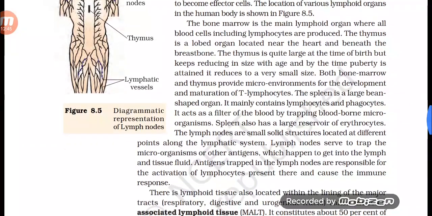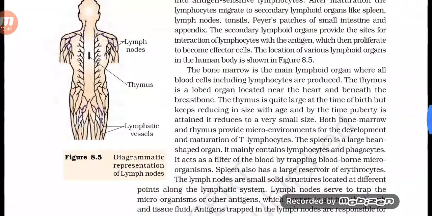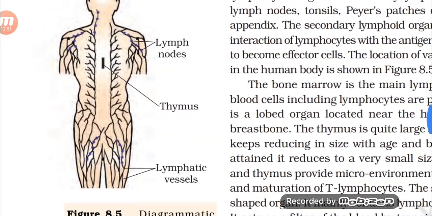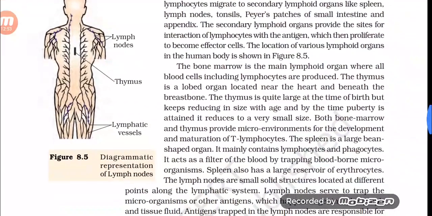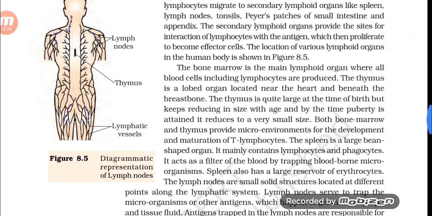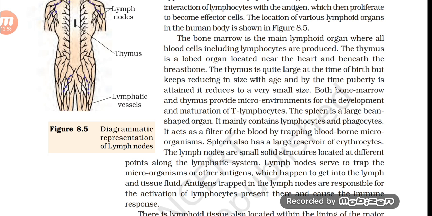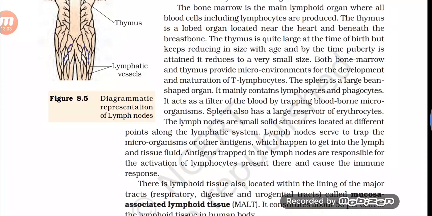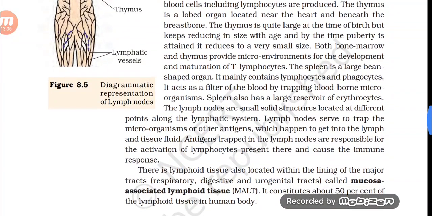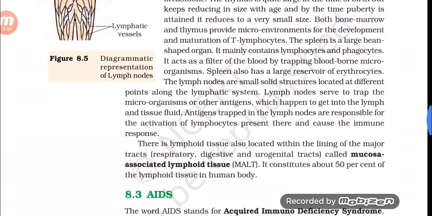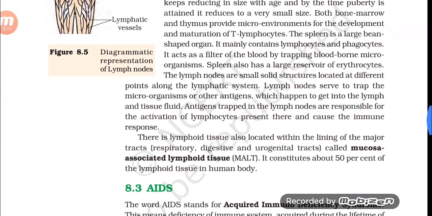The location of various lymphoid organs in the human body is shown in figure 8.5, where these are the lymphoid organs, this is the thymus, and these are the lymphatic vessels. The bone marrow is the main lymphoid organ where all the blood cells including the lymphocytes are produced. The thymus is a lobed organ located near the heart and beneath the breastbone. The thymus is quite large at the time of birth but keeps reducing in size with age, and by the time puberty is attained, it reduces to a very small size. Both the bone marrow and thymus provide microenvironments for the development and maturation of T lymphocytes.